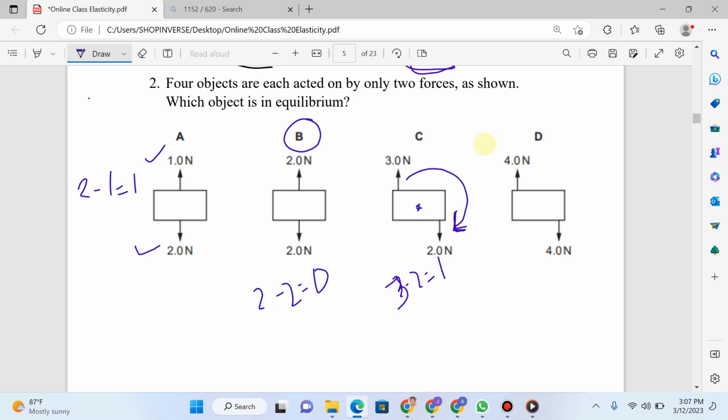While for this object, the two forces, yes, 4 Newtons upward, 4 Newtons downward, 4 minus 4 gives you 0. But if you look at the diagram, they are at a distance from the pivot. The two forces are not acting on a straight line. There's a distance here, and another distance from here to here. So these two forces will create a resultant clockwise rotation, and there will be a clockwise angular acceleration. Hence, it is not in equilibrium. It's only B that is in equilibrium.